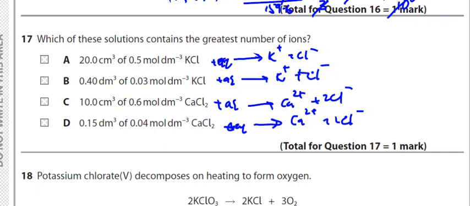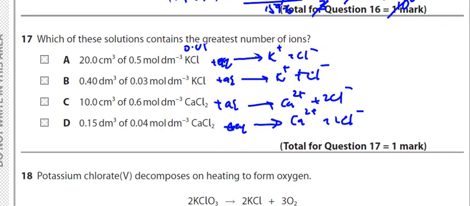n equals CV. So 20 divided by 1000, volume in decimeter cube, and the concentration is 0.5. Here you have 20 divided by 1000 multiplied by 0.5. This is 0.01. Let me write the moles here.